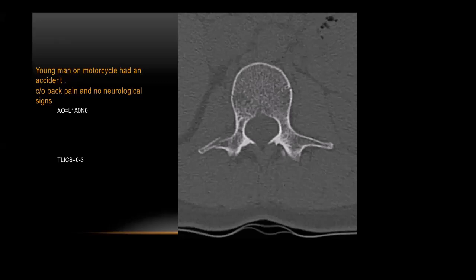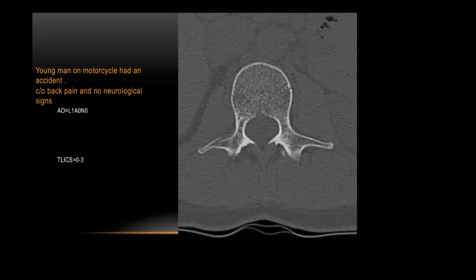L1A0N0 means that L1 is denoting the level of the fracture. A0 means it is a minor injury because it is involving only the transverse process. And N0 means there is no neurological deficit. And if your consultant or senior asks for a TLICS? According to the TLICS score, the score is 0 to 3. That is, it is non-surgical.